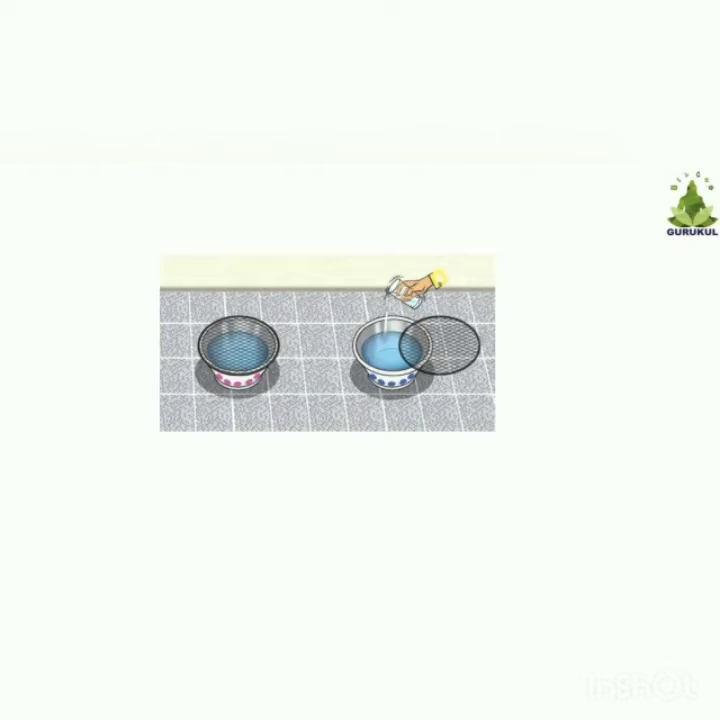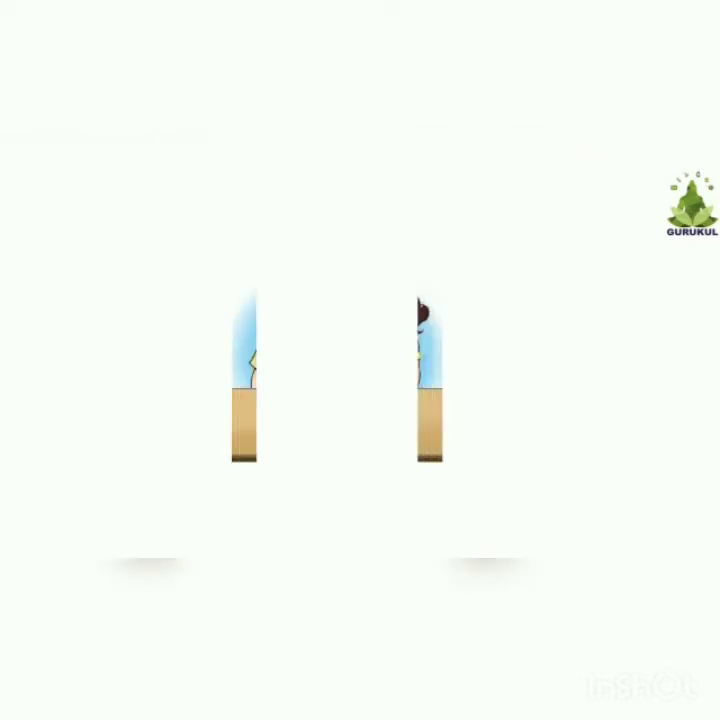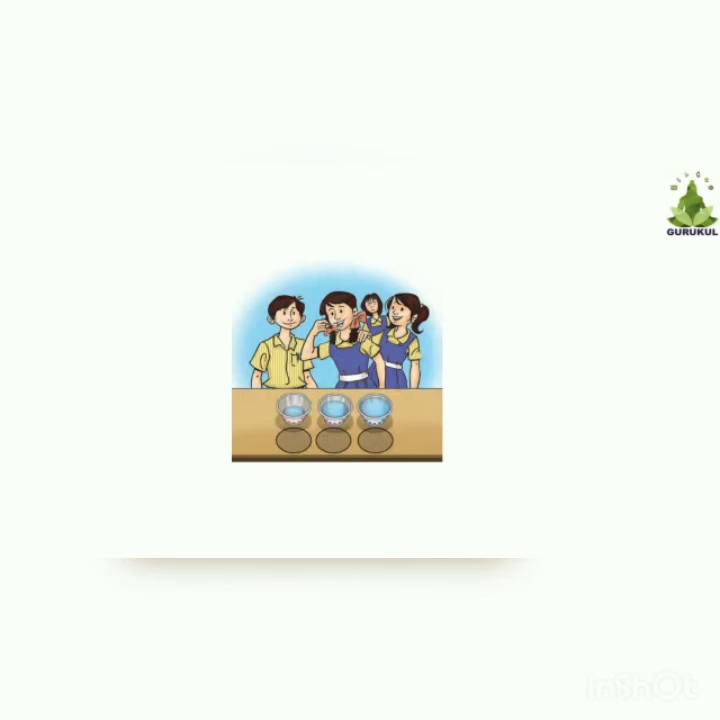After 3-4 days, bring all the containers together at one place. Observe the level of water in all three containers. Taste the water in all three containers. Experience the difference in the taste. Write about each taste in one line.